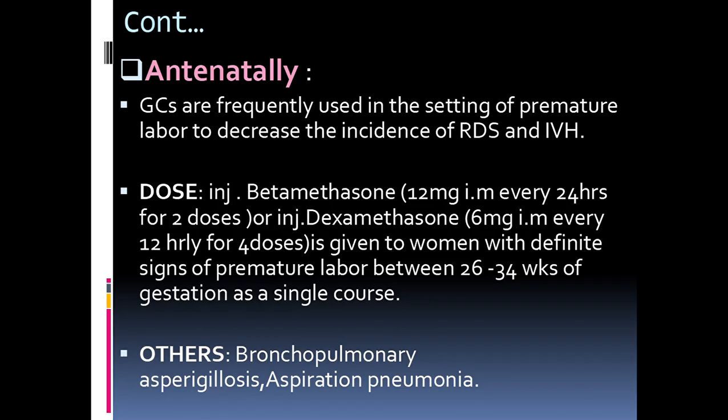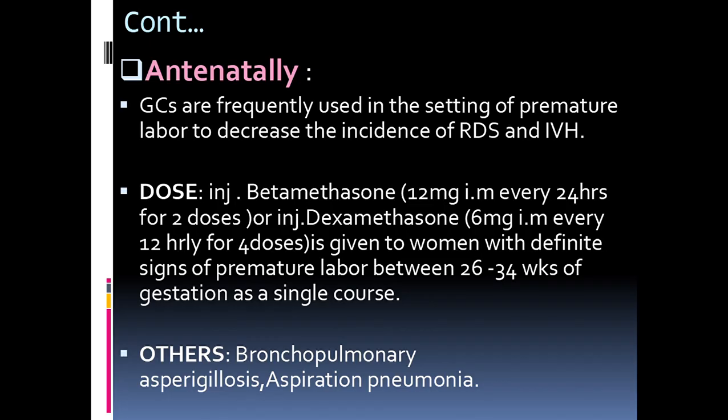Dose is injection betamethasone 12 mg IM, that is intramuscular, every 24 hours for 2 doses, or injection dexamethasone 6 mg IM every 12 hourly for 4 doses, given to women with definite signs of premature labor between 26 to 34 weeks of gestation as a single course.